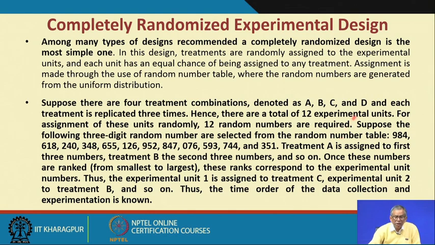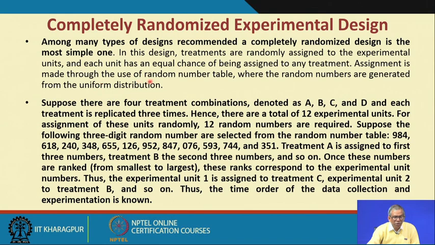Among many types of designs recommended, a completely randomized design is the most simple one, and that is why in any experimentation exercise this is your starting point. In this design, treatments are randomly assigned to the experimental units, and each unit has an equal chance of being assigned to any treatment. That means these are the randomization principles you have to follow, and you need to follow these principles completely.